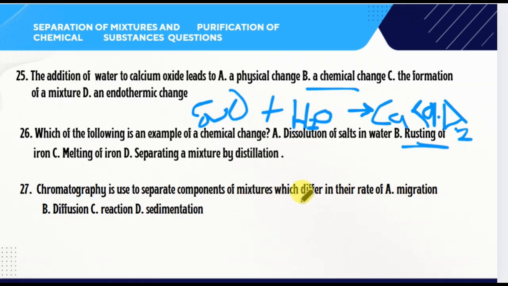As I've said something related to this earlier, their speed in the what? The speed with which they move along the colon. So definitely it's not their fission, it's not reaction, it's not sedimentation, but their ability to migrate. Moving on.